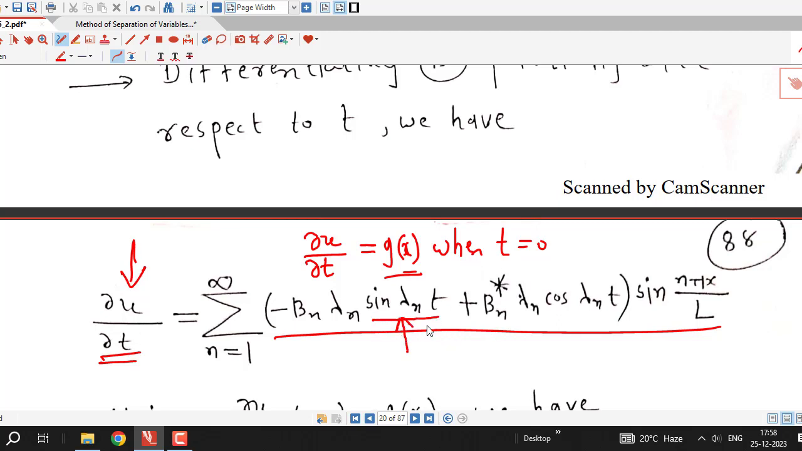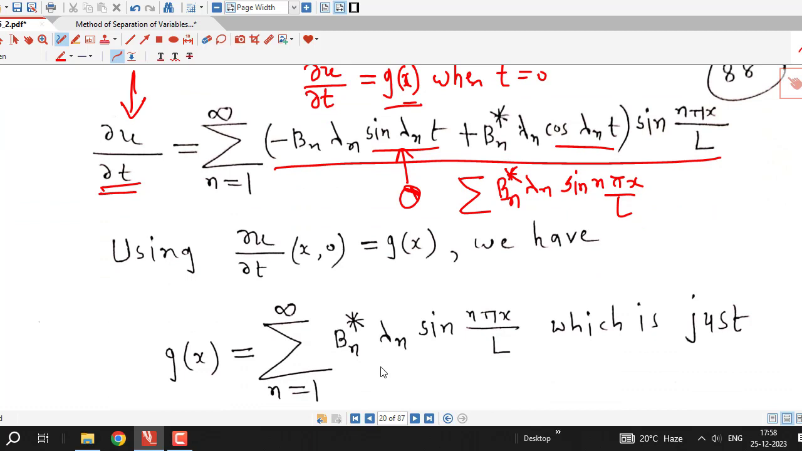So for t equal to 0, this is 0. And here we will have b n star lambda n, this is going to be 1 into sine n pi x by l and sigma. So we obtain g x equal to sigma n equal to 1 to infinity b n star lambda n sine n pi x by l, and this is in the interval 0 to l. This is also a Fourier sine series for function g x.